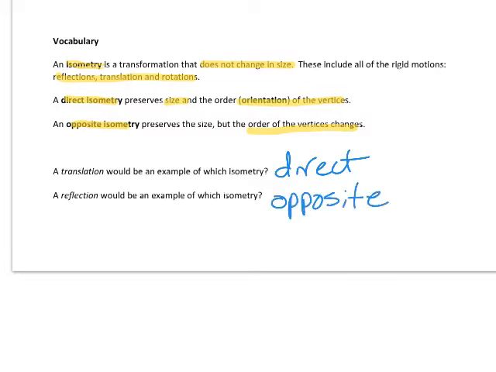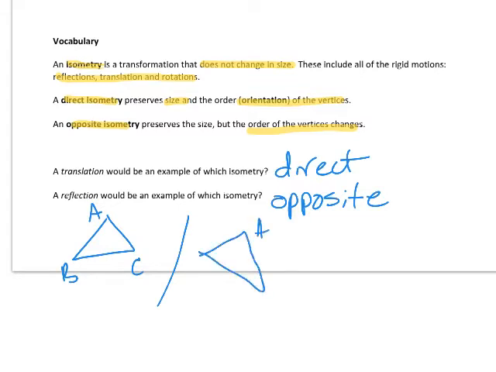If I think of a line reflection, if this is A and B and C and you reflect it over that line, now things are labeled in the opposite direction. A prime, B prime, C prime. If you think about the way the letters are going, A, B, C is going around like that, and in this case it reversed the order of the letters. So that is an opposite isometry.